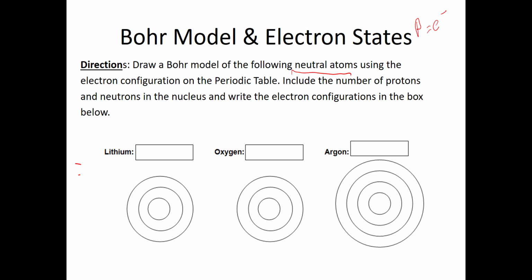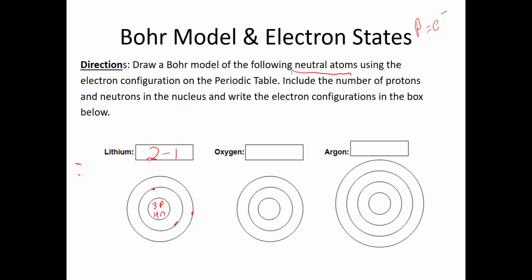Okay, and as you look at lithium, we look at the electron configuration for lithium, we know that's 2-1. So how many electrons on the first one? 1, 2, and 1 on the second. Protons, you know there's going to be 3 protons. Neutrons, you know there's going to be 4 neutrons.